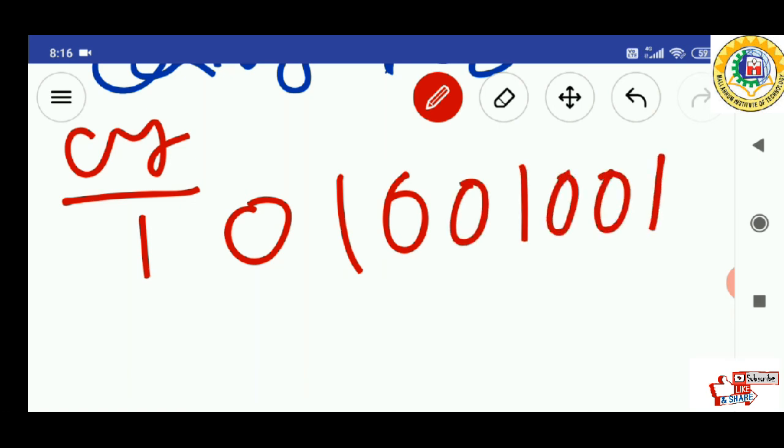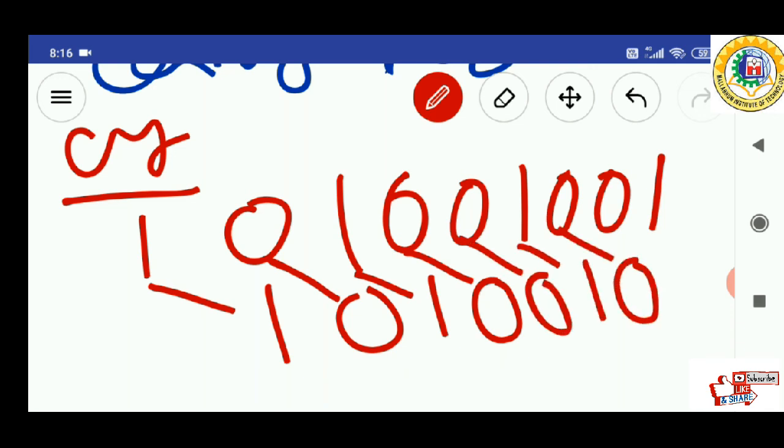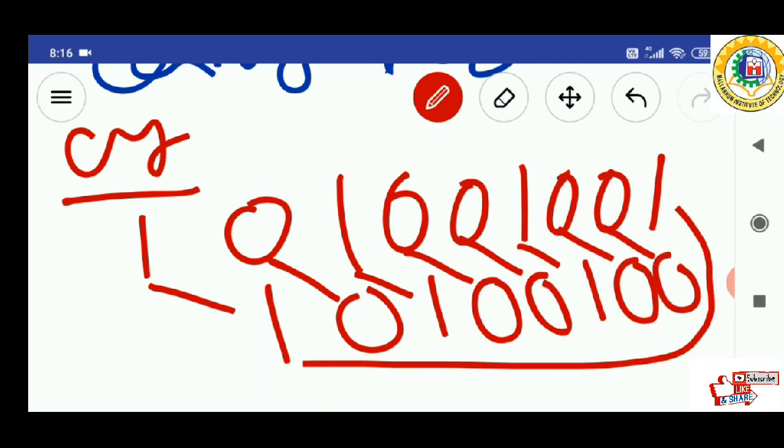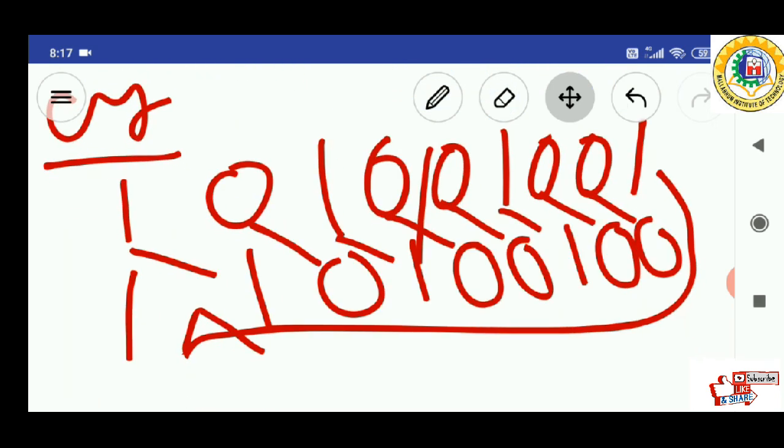We want to shift the data right. So whatever the carry flag is, that will come here. This is 0, this is 1, this is 0, this is 0, this is 1, this is 0, this is 0, and this 1 will come up here in the case of the carry. So this is rotate through carry right. You can see that all of the 9-bit data has been shifted just like that.